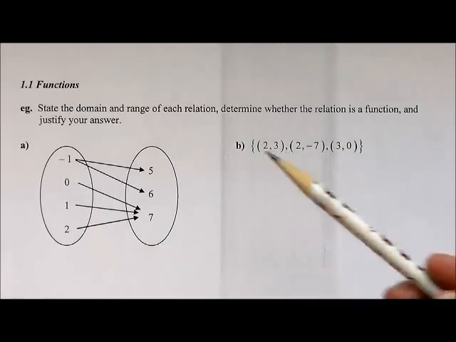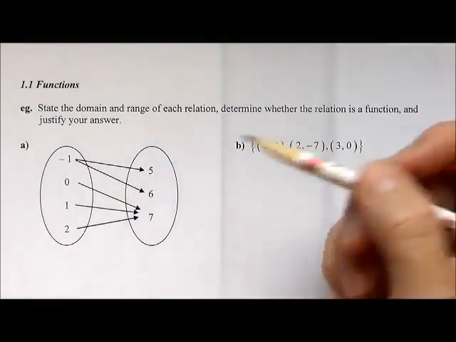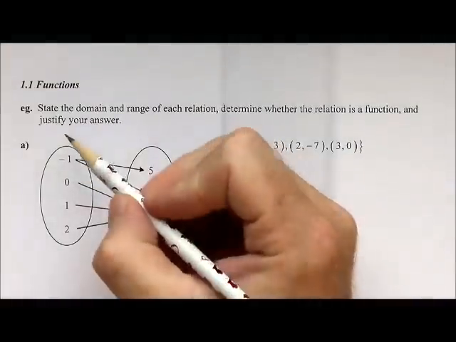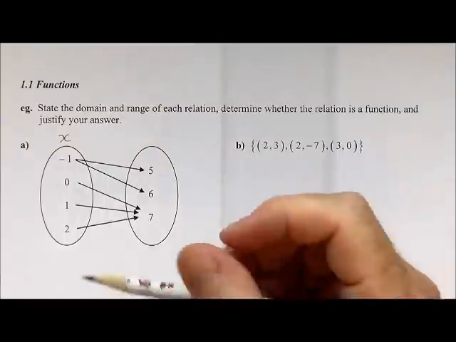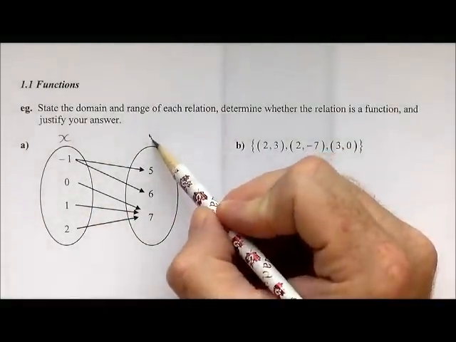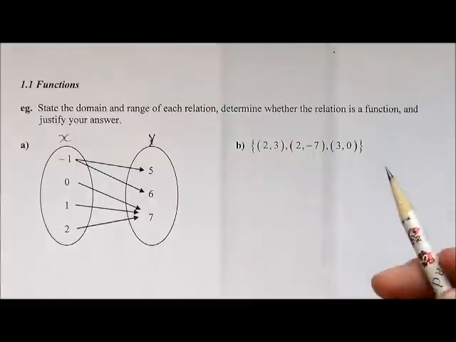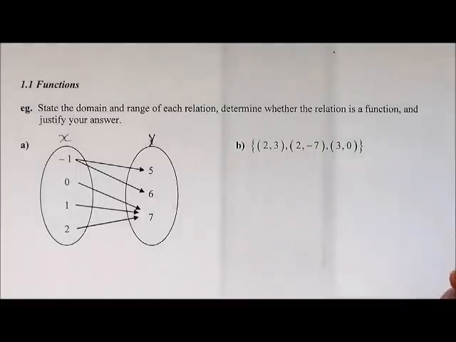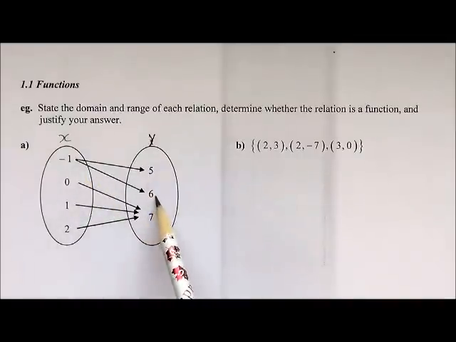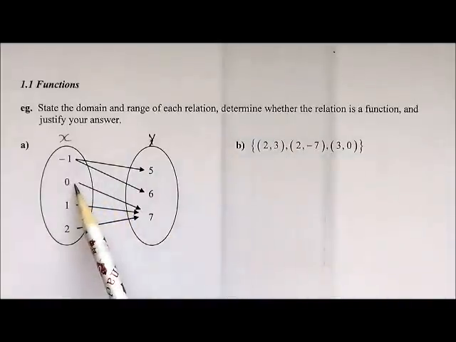So here we take a look at this mapping diagram, and we see that we've got two ovals with values in each. And the first oval here represents all the x values, or the domain of this relation, and the second oval represents the y values, or the range of the relation. So we see that -1 maps onto 5, and also -1 maps onto 6. As well, we see 0, 1, and 2 all map onto 7.